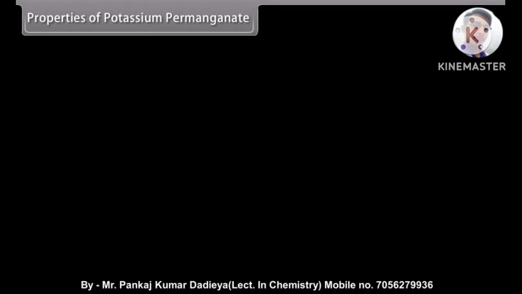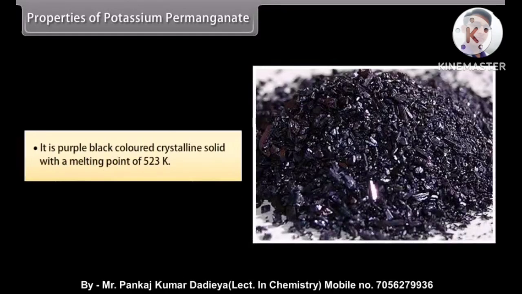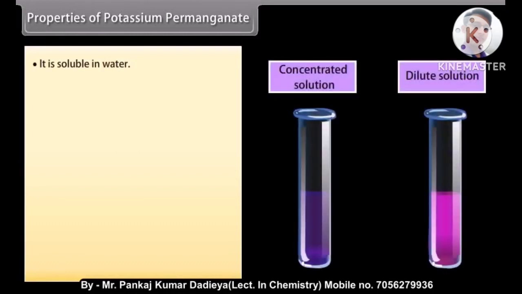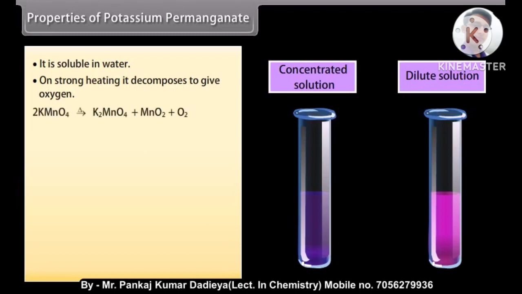Properties of potassium permanganate. Potassium permanganate is a purple-black colored crystalline solid with a melting point of 523 Kelvin. It is soluble in water. Its aqueous solution has purple color if concentrated, but if the solution is dilute, it has pink color. On strong heating, it decomposes to give oxygen.